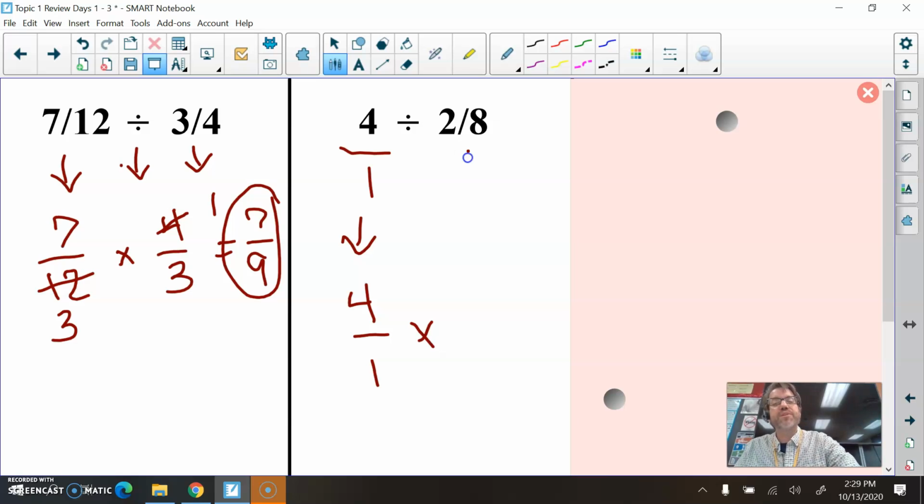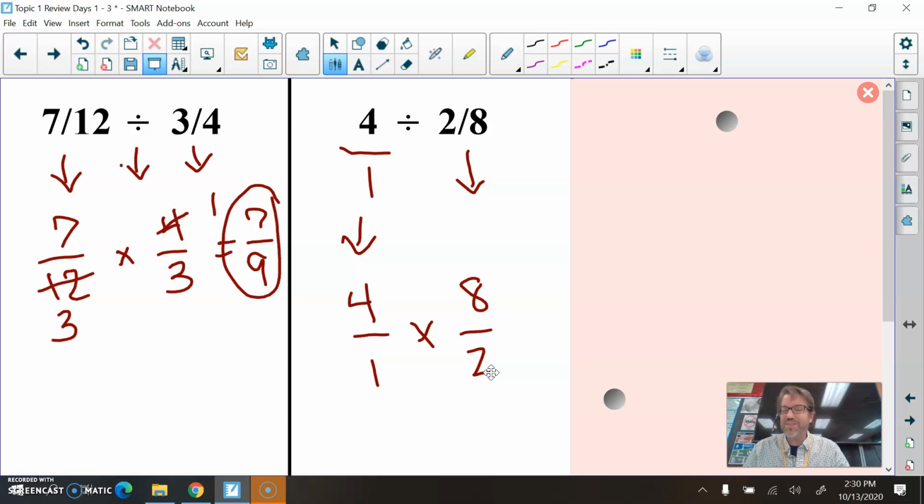And then we flip this fraction here. So instead of 2/8, we have 8 over 2. Okay, now can I do any simplifying? It's tempting to do some simplifying with the 4 and the 8, but they're both numerators. But I can simplify the 2 and the 4, or I could simplify the 2 with the 8.